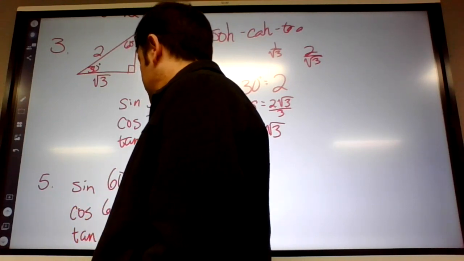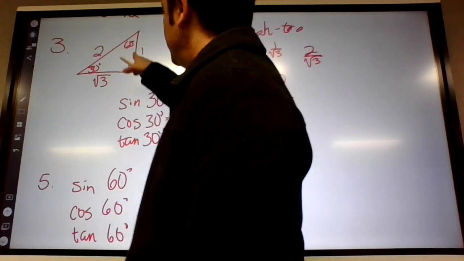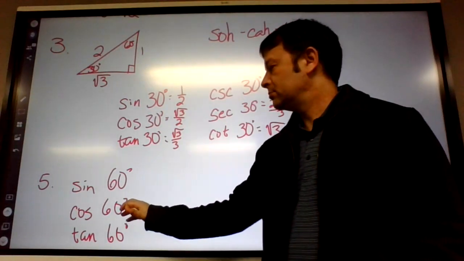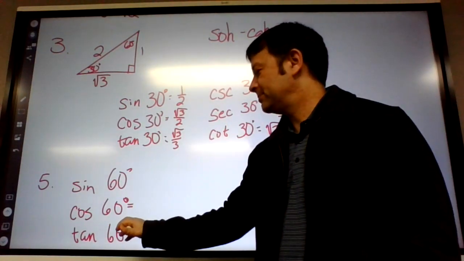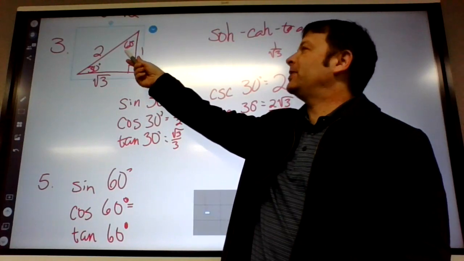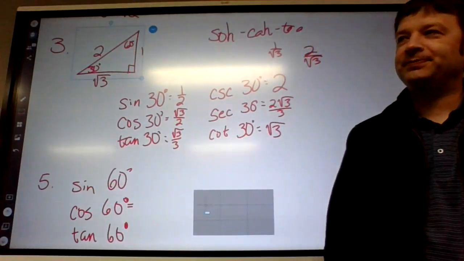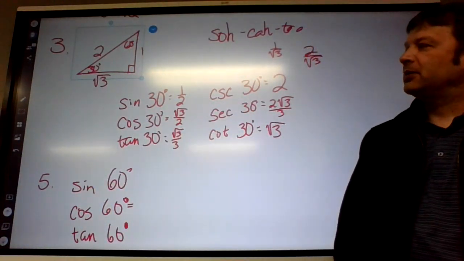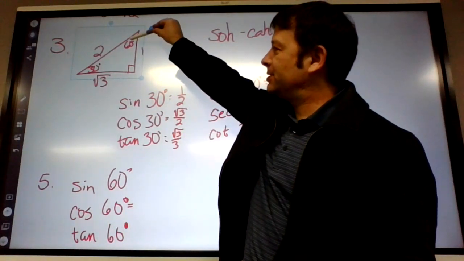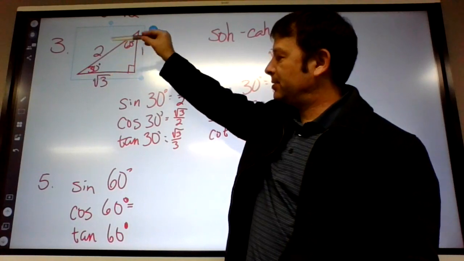Ava, what is sine of 60 gonna be? Hang on, she's doing the evens. No, I was writing it down. Okay, anyways, let's move on. Sine of 60 is... opposite over our hypotenuse, right? Opposite of 60 degrees is square root of 3 over 2.